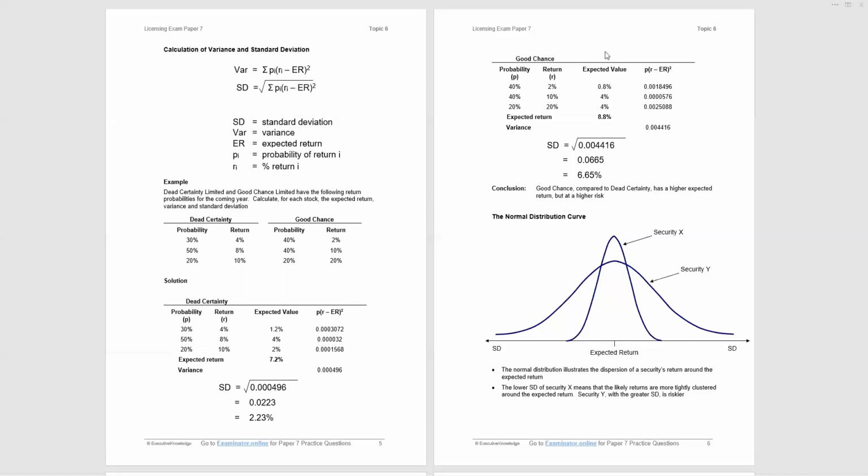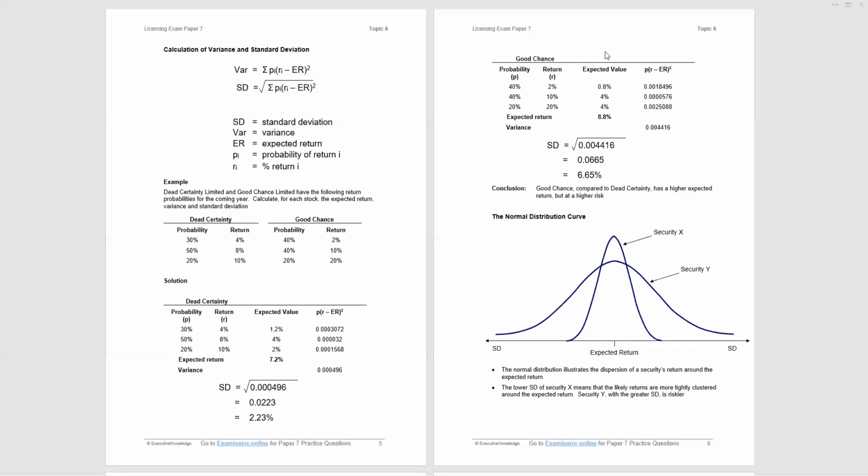I wouldn't worry, we're not going to go into probability tables for different standard deviations. That's beyond this paper. But you have to appreciate the difference between a company with a high standard deviation and one with a low standard deviation, which takes us on to the next example, which is Good Chance. And we do the same calculations.